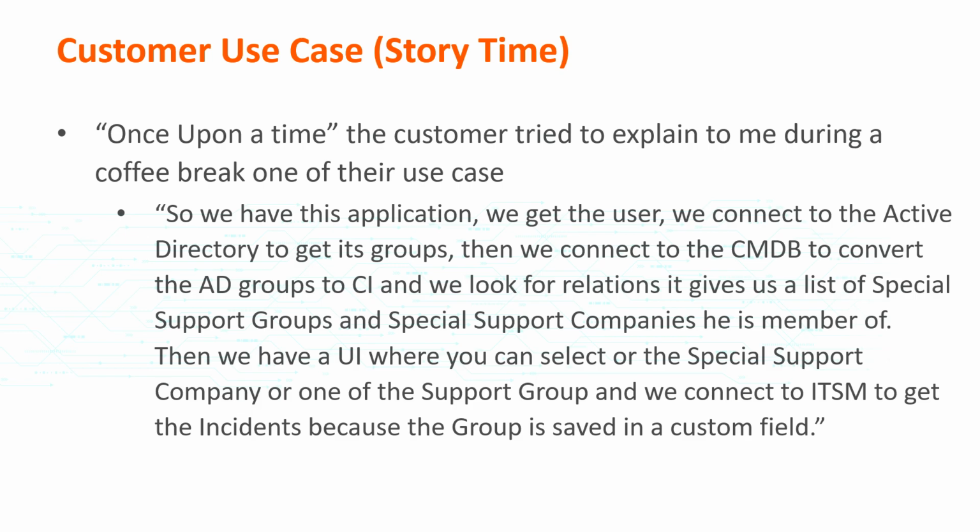The way it's working is we get the user by the connected username, and we get his AD groups inside our Active Directory. Then we connect to our CMDB to get the corresponding groups and we get relations. With this relation, we compile a list of support companies and support groups. When the user selects one support company or support group, then we go to ITSM to fetch the incidents.